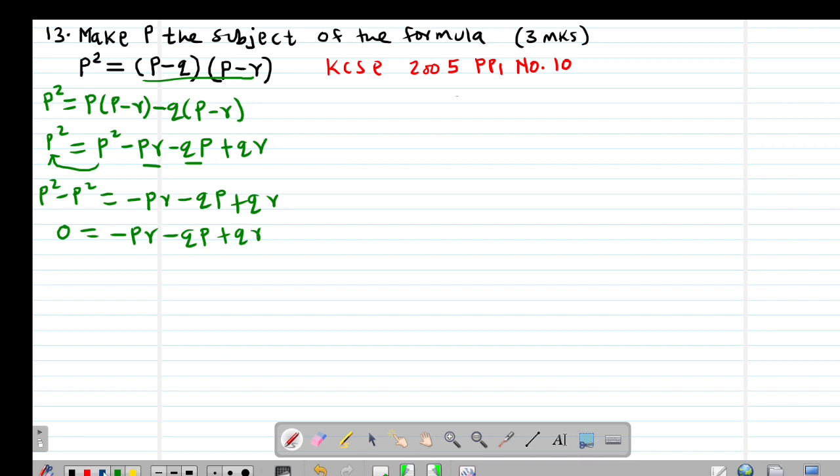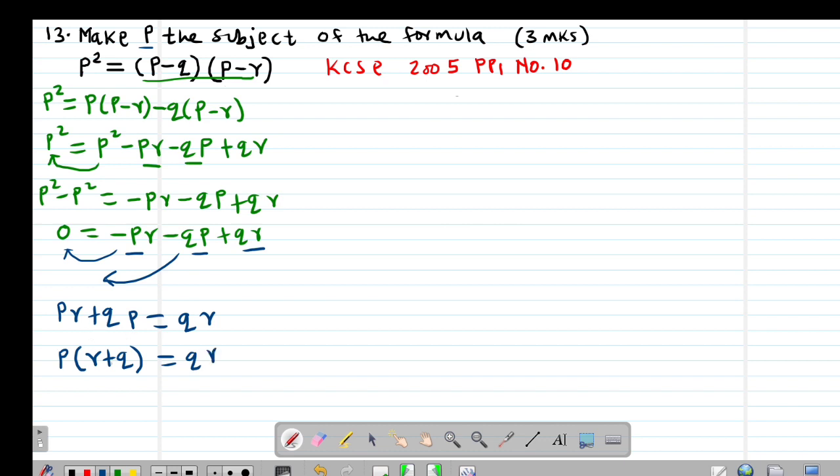So we need to make P the subject of the formula. Therefore I'm going to combine the terms having P on one side such that I'll try to make them positive. So this term has a P, this one also has a P. So for me to make them positive, I'll take them to the other side of the equation, so that I'm going to have positive PR, then plus QP being equal to, on this side I'm still remaining with QR. Then I'm going to factor out P because it's common, so this will be P into R plus Q being equal to QR.